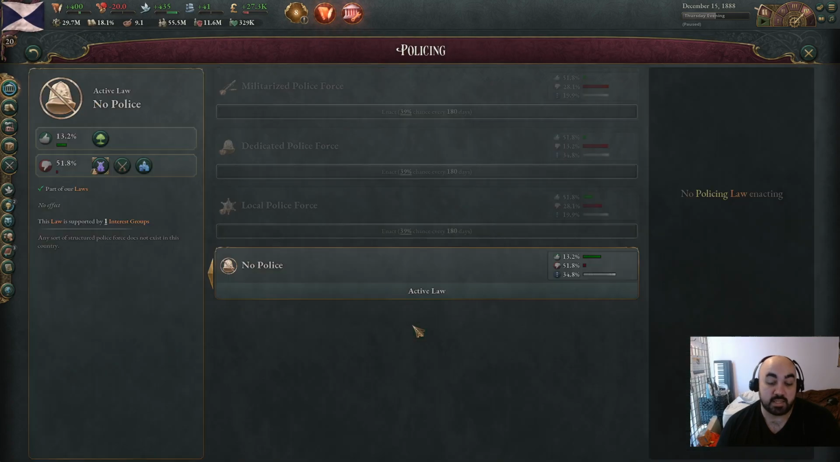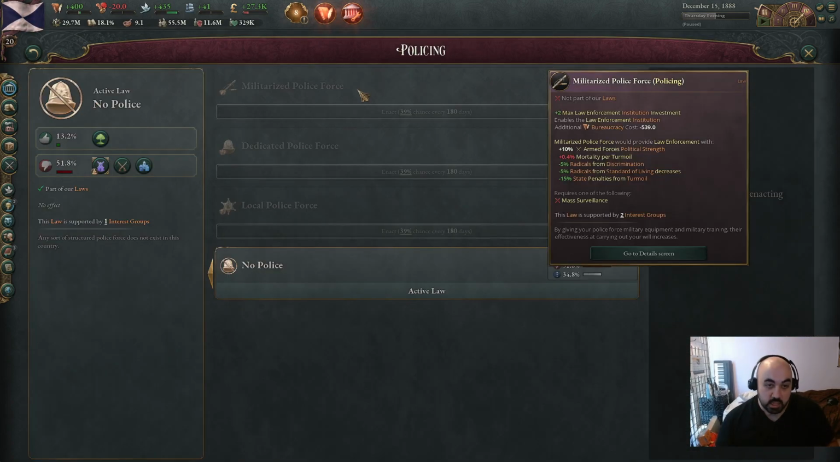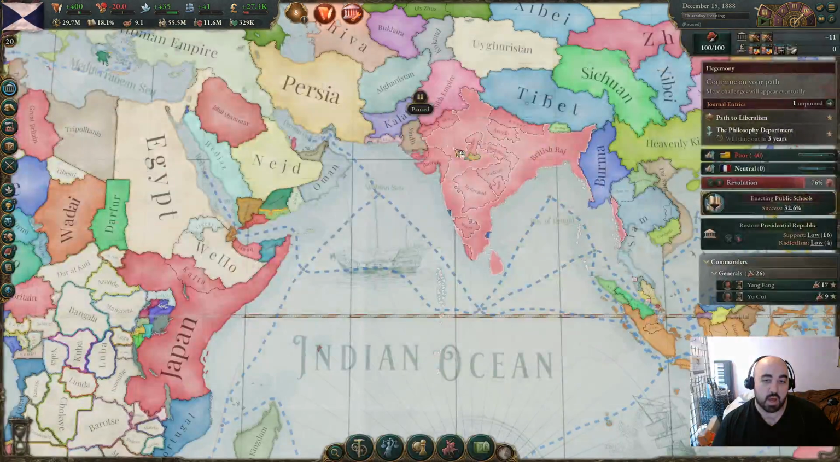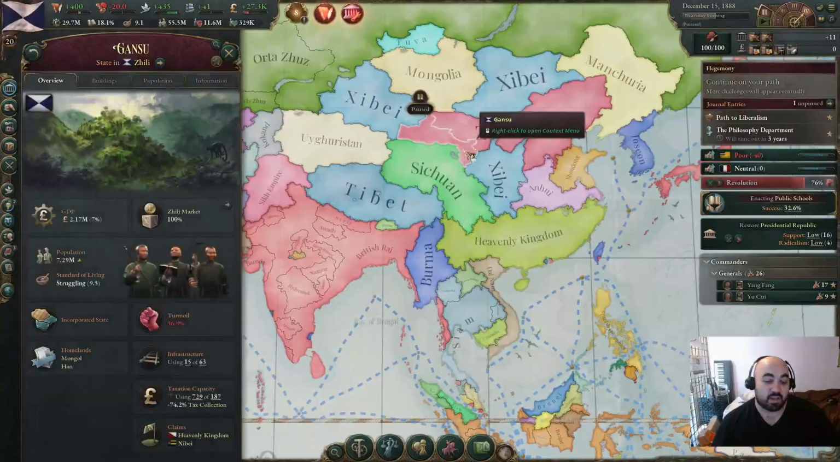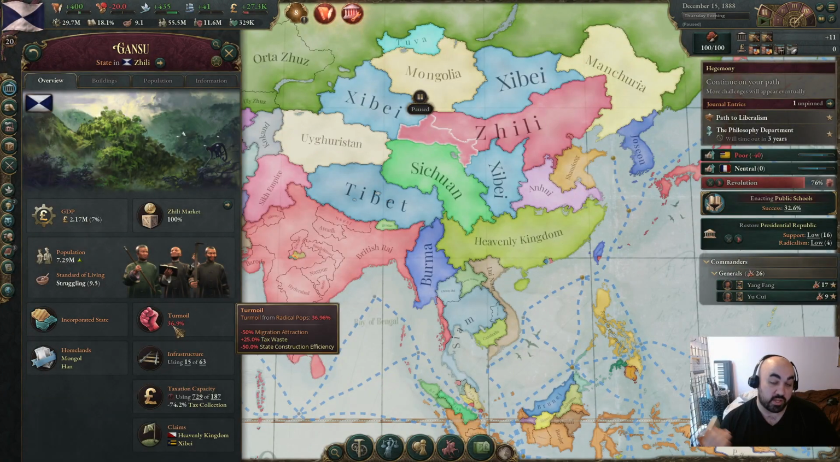And finally, the last institution to talk about is policing, which is not very good overall, but then becomes extremely good if you are expanding a lot, particularly conquering states that you have a short incorporation turnaround. The reason being, states that you conquer are going to have a large amount of turmoil. Turmoil is a really negative modifier, and the problem with policing is it only applies to incorporated states. This is the problem with all of your institutions. They only apply to incorporated states.